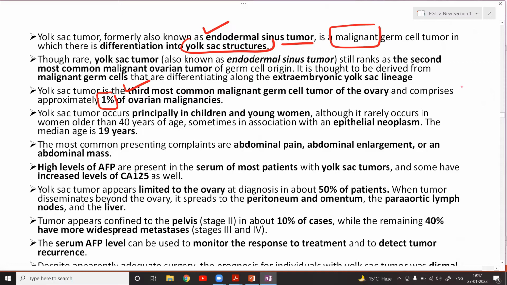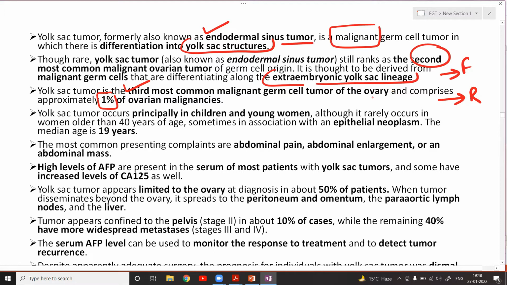Okay. Now, remember, this particular information has been given in Robbins, and this particular information has been given in Fletcher's. In WHO, they have not mentioned anything in particular. So accordingly, if anyone asks you, according to Fletcher's, they are the second most common malignant ovarian tumor of germ cell origin, and it is thought to be derived from the malignant germ cells that are differentiating along the extraembryonic yolk sac lineage.